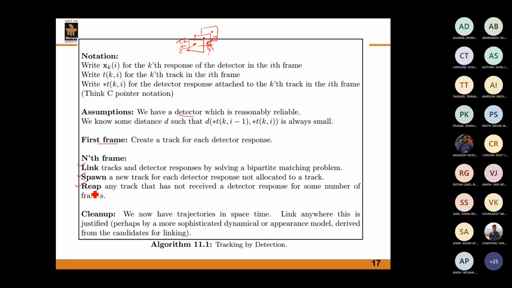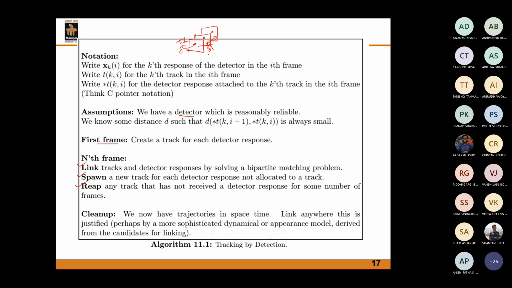Now, reap means, suppose we are assuming a few frames over here, and the track doesn't have an associated response. Then that means the object must have left the frame. There is no response, right? So it is just the opposite of spawn, where the object has entered and you detected a new object and you're trying to track it. In the case of reap, it would be just the opposite.